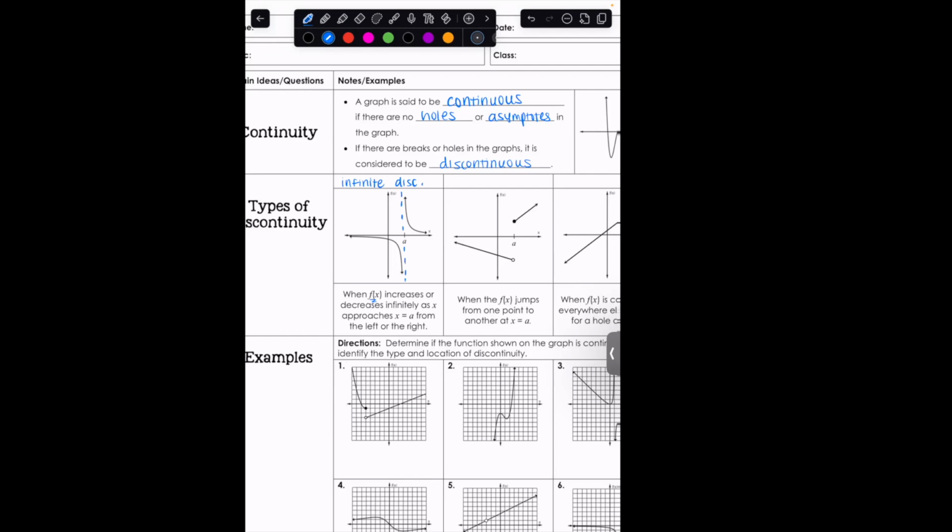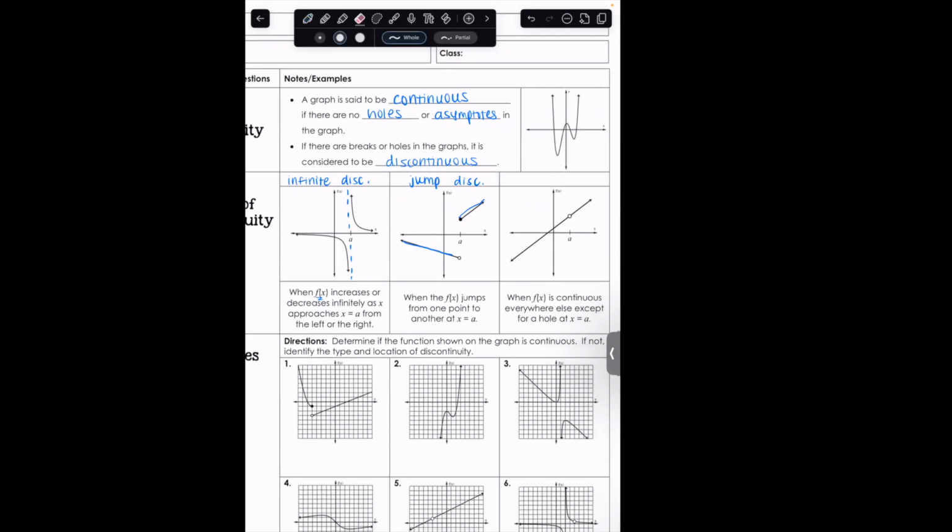So we also have jump discontinuities. So a jump discontinuity is basically where you can follow the graph along, but then you have to jump to get to the next location. So I can hold my pencil here, but then I'm gonna have to jump up here to pick up the function back up. So jump discontinuity, just where it jumps from one point to another.